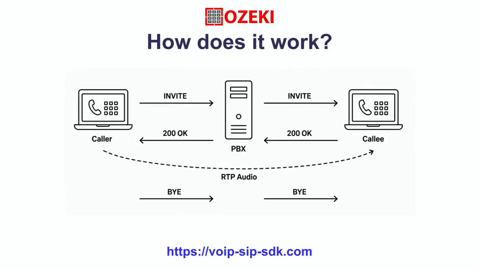How does this solution work? A complete SIP call begins when the caller sends an INVITE through the PBX to the callee, triggering signaling messages like 100 Trying, 180 Ringing, and a 200 OK with the agreed codec and RTP port, which the caller confirms with an ACK so that audio can flow directly between the two softphones over RTP. Either side can end the call by sending a BYE, which the other side acknowledges with a final 200 OK to tear down the dialog and release the call's resources.